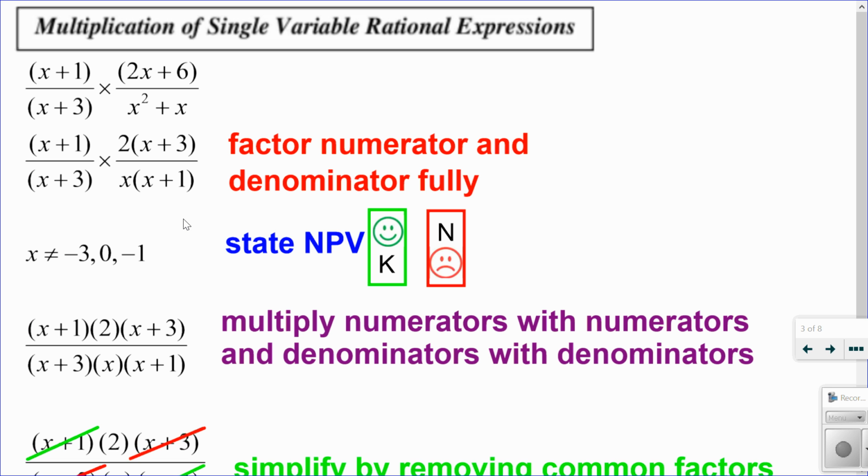Now, at this point, before I go any further, I need to state my non-permissible values for the denominator. So look at all of the factors. For x plus 3, the opposite is negative 3. For x, that's a monomial. A monomial always has the restriction that x can't be 0. And the opposite of x plus 1 is negative 1. I only state my non-permissible values for the denominator because it's a no for 0 in the denominator, but it's okay if 0 is in the numerator.